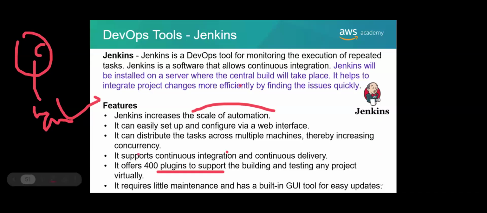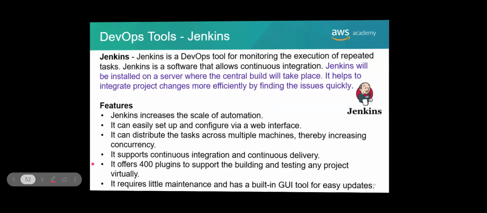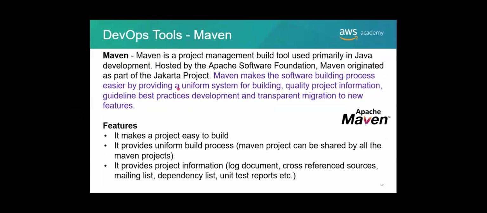Next comes Maven. Again, Maven is also a project management build tool, mainly for Java. For Java development, we'll use Maven, which is hosted by the Apache Software Foundation. Maven originated as part of the Jakarta project. It is mainly for the software building process, making it easy by providing a uniform system for building, quality project information, guidelines, best practices for development, transparency, and migration to new features.